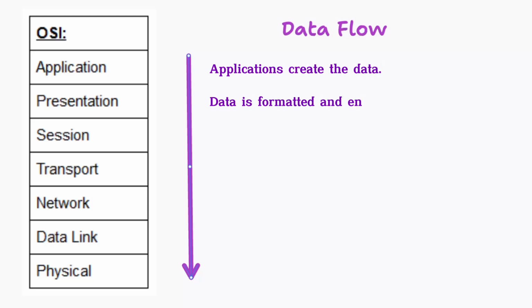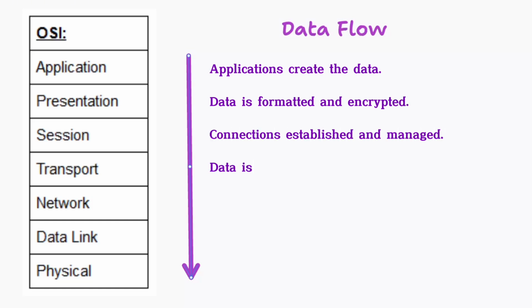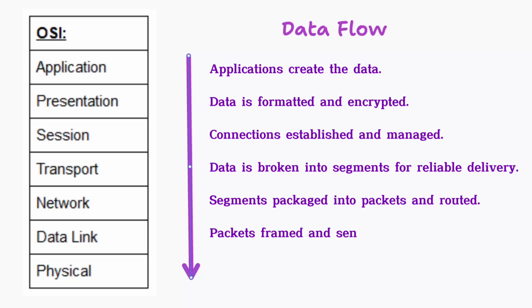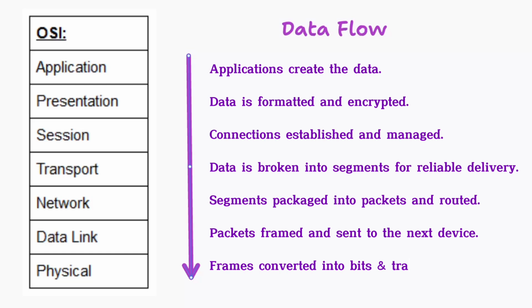Next, it moves to the presentation layer where data is formatted and encrypted. Then it moves to the session layer where the connection is established and managed. Then it moves to the transport layer where data is broken down into segments for reliable delivery. Next it moves on to the network layer where segments are packaged into packets and routed. Next it moves on to the data link layer where packets are framed and sent to the next device. Finally, it moves to the physical layer where frames are converted into bits and transmitted physically.